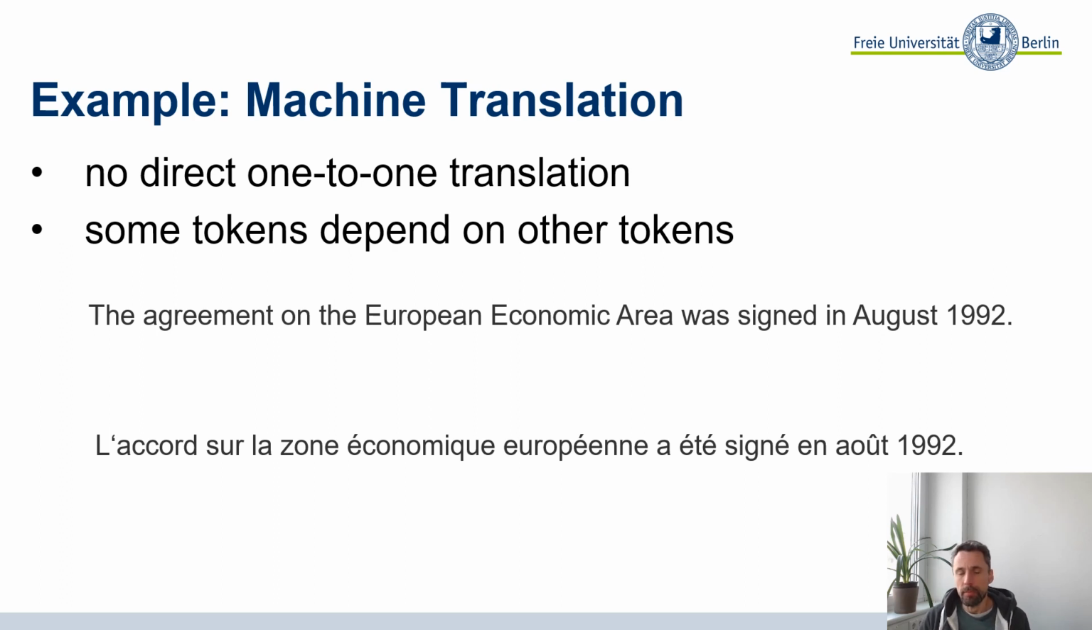For example, first of all, we don't have a one-to-one mapping of words, right? So, for example, here "the" could be either "la" or "le", the feminine or the masculine form, and we only know that by looking at the subsequent word. And sometimes these dependencies can span many words.